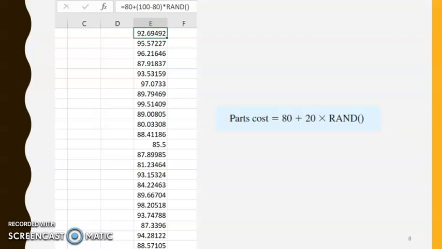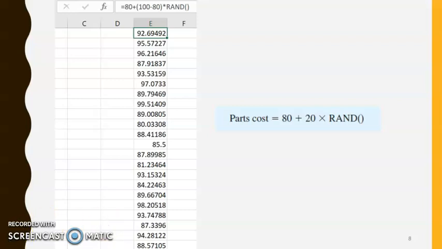Here is the answer. You write the formula like this: 80 is the lower bound plus 100 minus 80 times rand. So when you do this, the random numbers that you get should be something around this, and you do it exactly in the same way we did it for the normal situation.